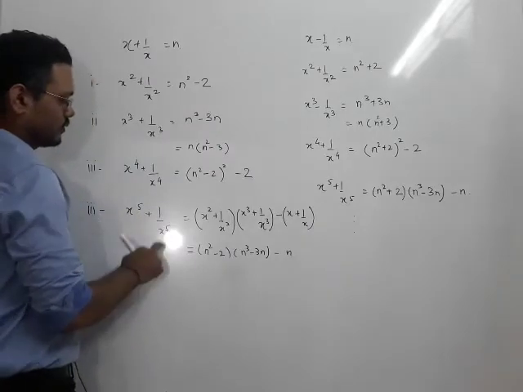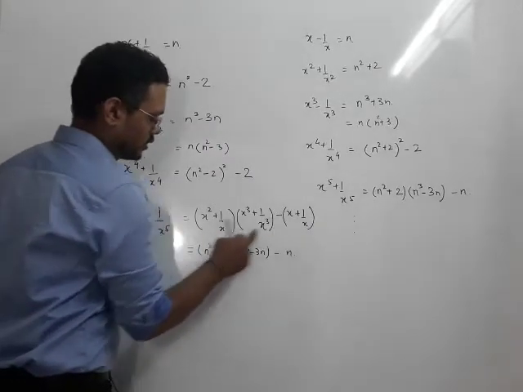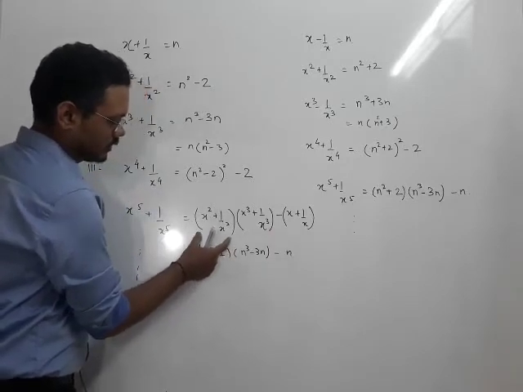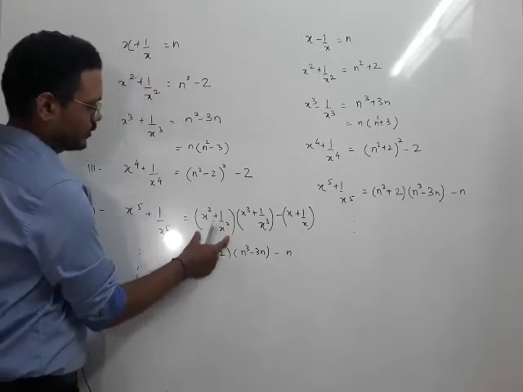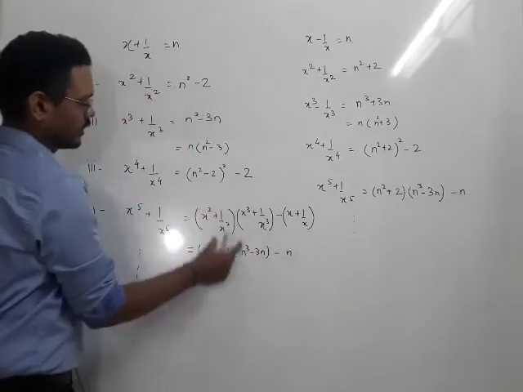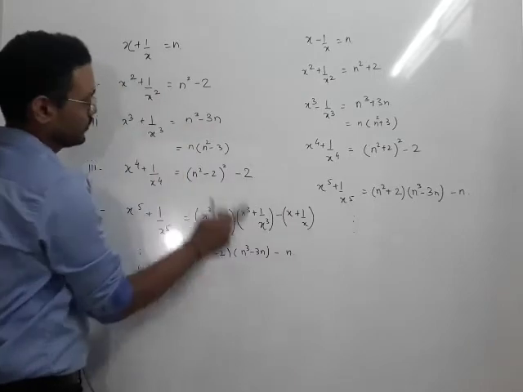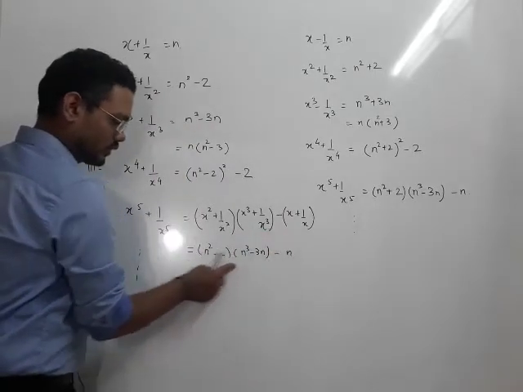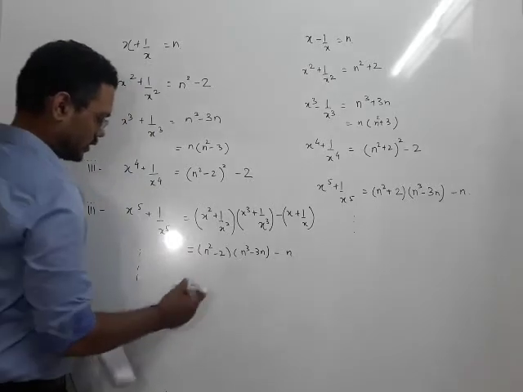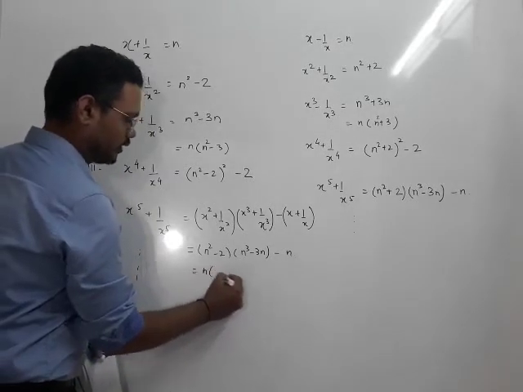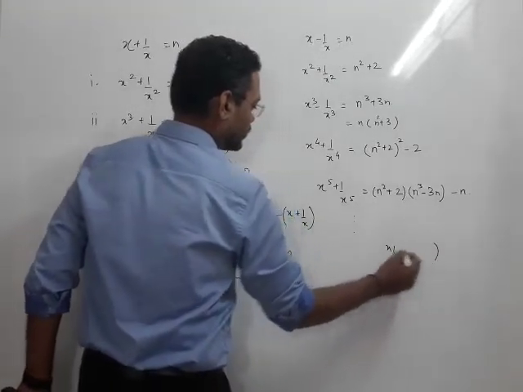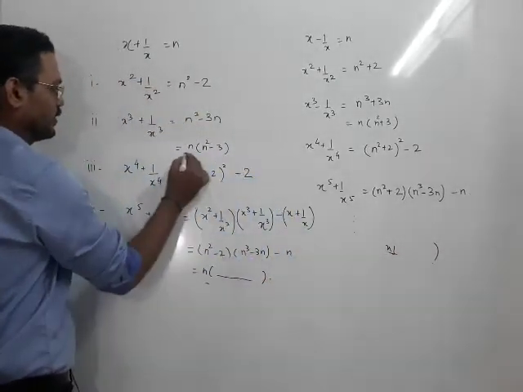x raised to 5 plus 1 by x raised to 5, this is the formula. In short, this is the formula. If we see it carefully, this is x square plus 1 by x square. I have put this value, this I have put this value, and this I have put the value of n. If you see this carefully, n will come common, and inside something will be there. Similarly for this, why have I specified this n here and here?